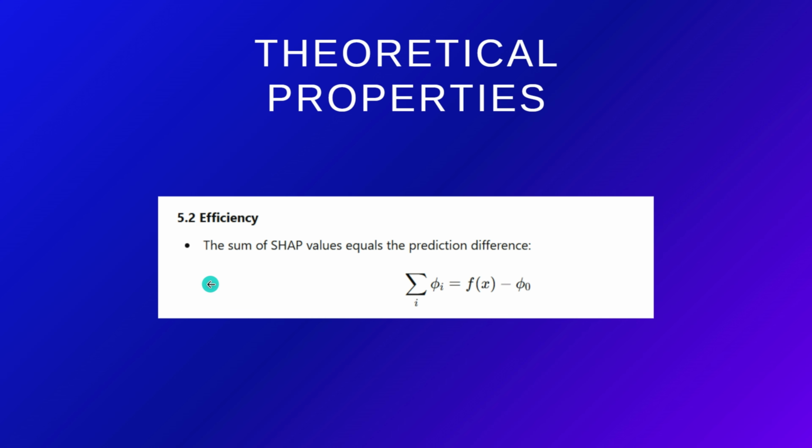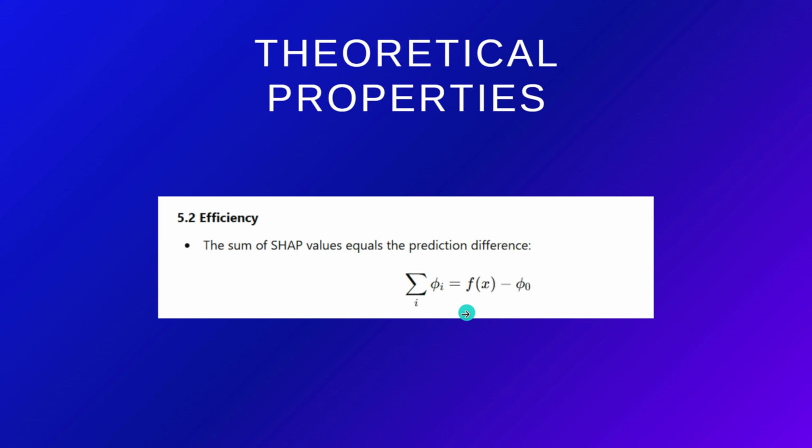And here, efficiency. What is that? It states that the sum of all SHAP values equals the difference between a model's prediction for an instance and the base value. And you can see the formula. Let's break this down. The summation of pi sub i over all i here represents the total contribution of all features, where each pi sub i is the SHAP value for a specific feature i.